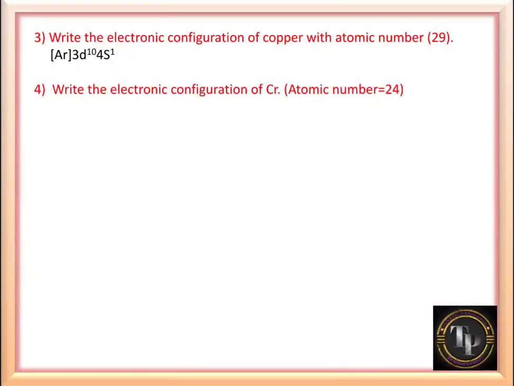Remember argon. Write the electronic configuration of chromium. Atomic number is 24. Again same. It is also 3d 4s only. You remember 2, 4 is there. What do you have to fill then? 3d4, 4s2. But d will get 5 electrons because it is half-filled stability. So what actually you are getting? Argon 3d5, 4s1. This is the correct answer. I hope you are getting how you are getting the answers.